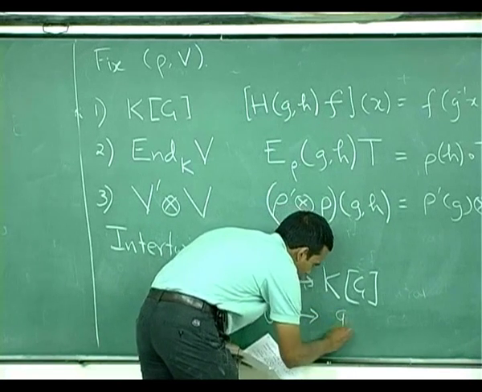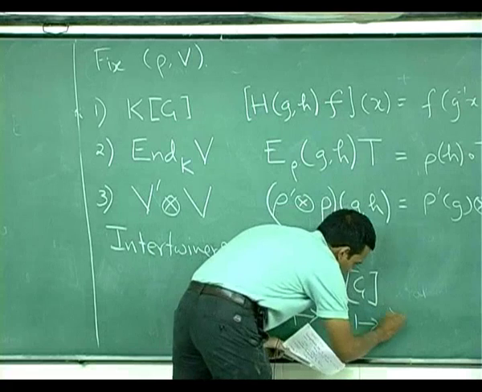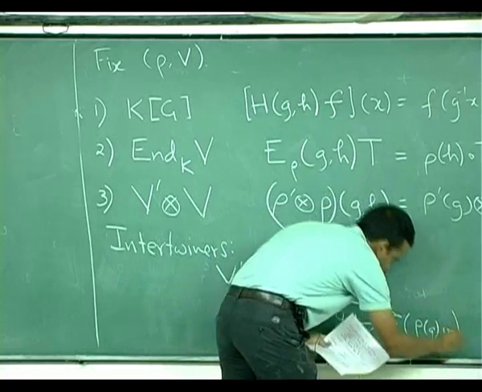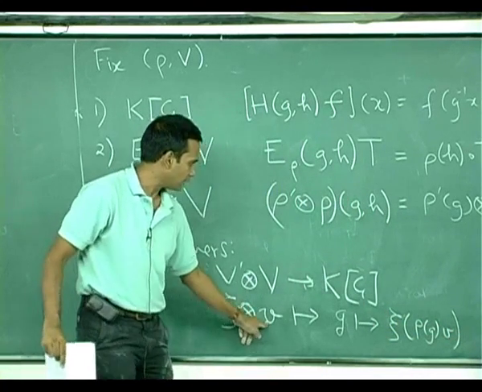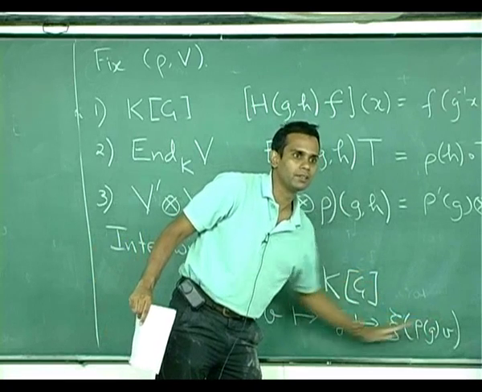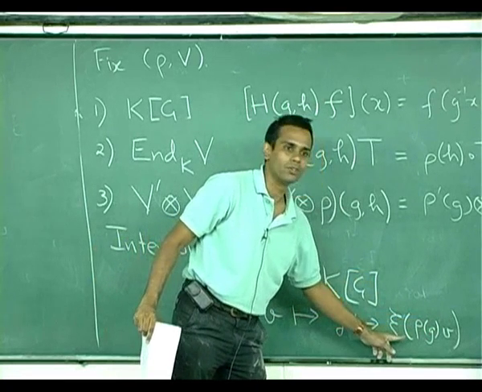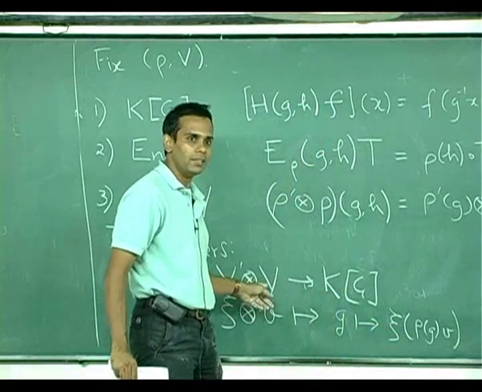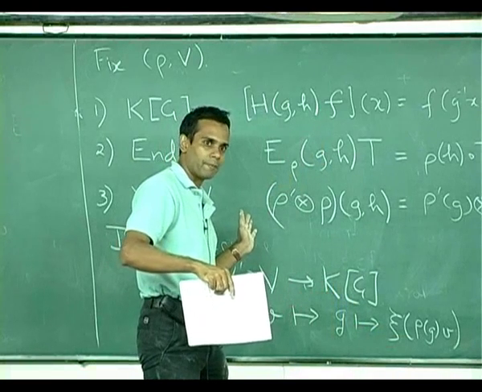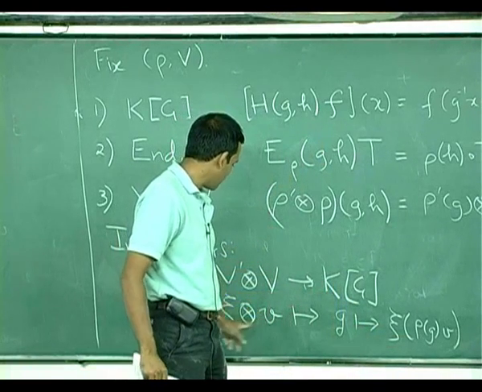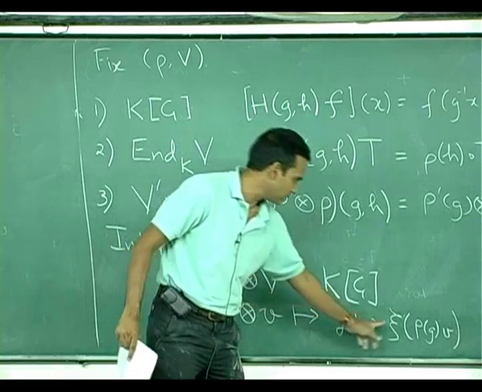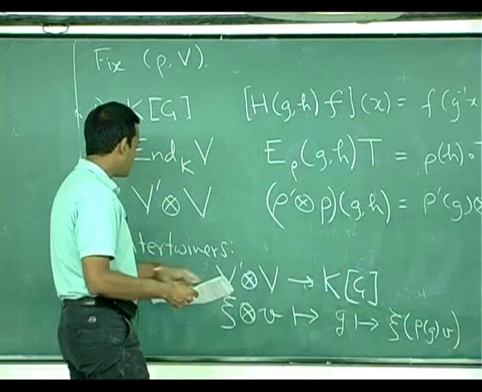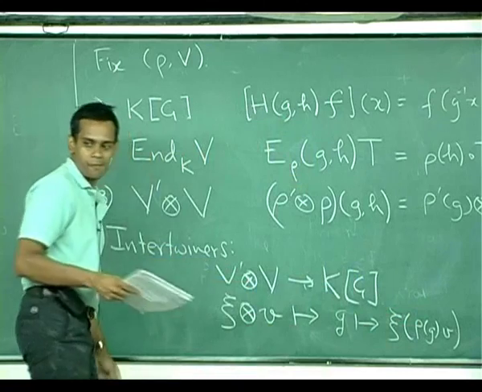So that function takes g belonging to G to z of rho g v. So given a linear functional and a vector, you can construct a function on G by this formula. This is called a matrix coefficient of rho g for the following reason. Suppose you take a basis of V, then you get a dual basis for V prime. And if you take the ith basis element here and the jth dual basis element there, then this turns out to be the ijth entry of the matrix for rho g. And this turns out to be a G cross G intertwiner.